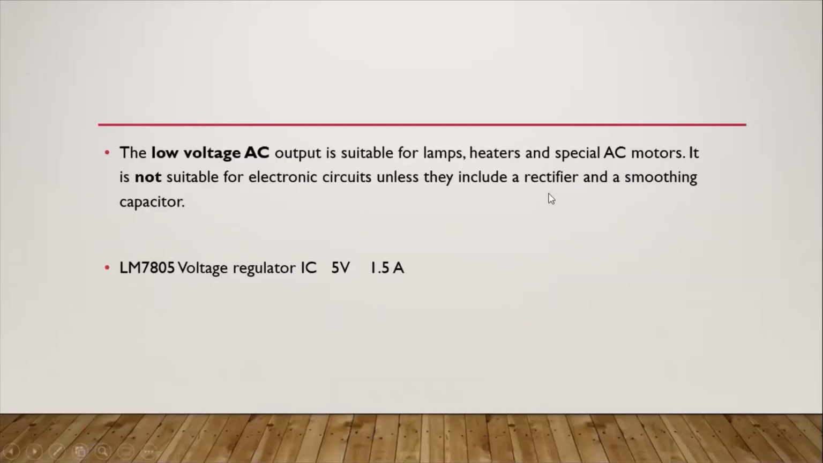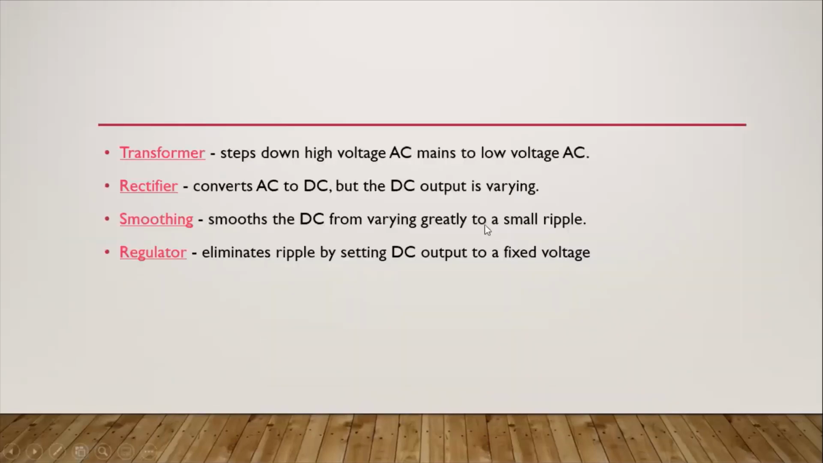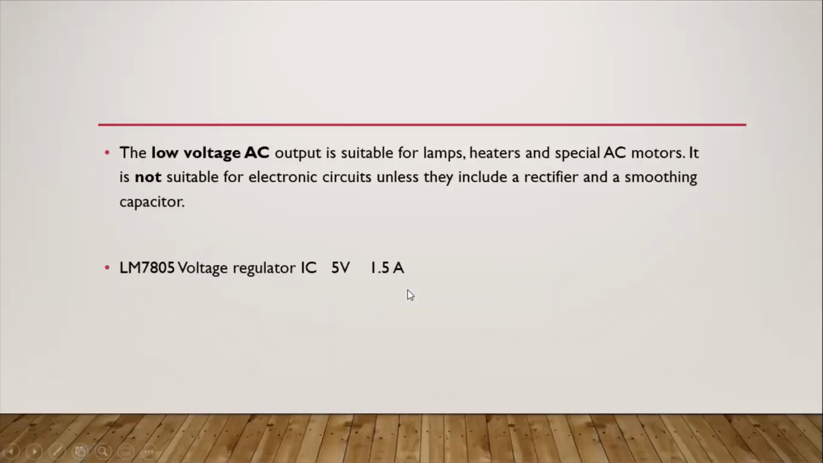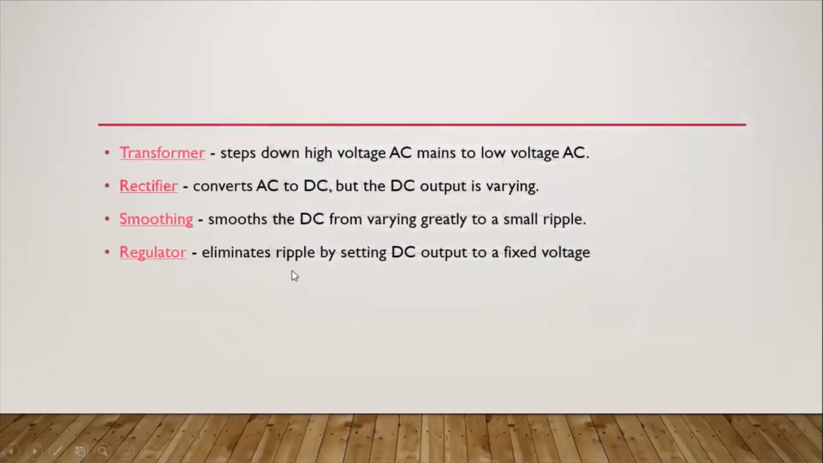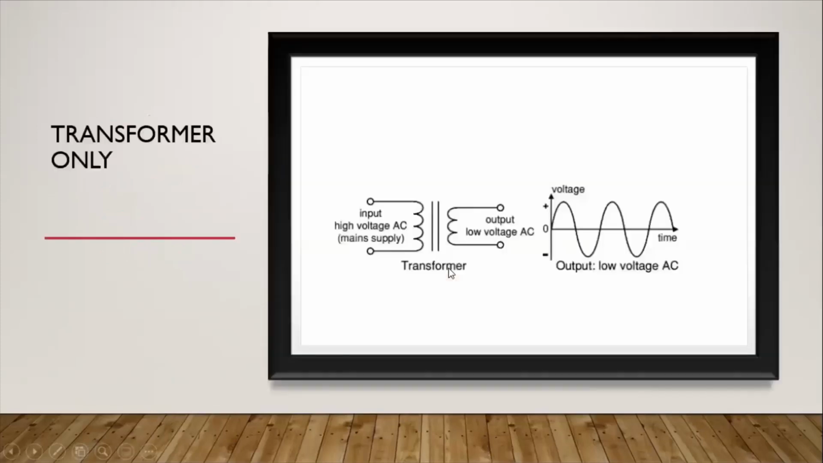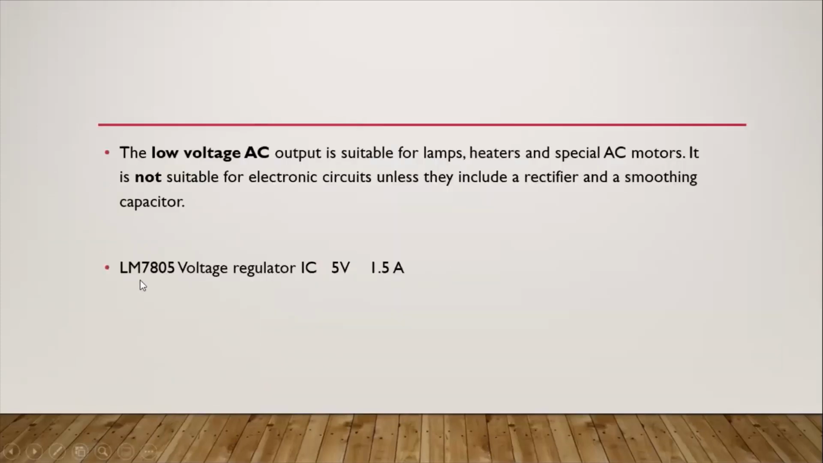Pwede lang natin siya magamit sa mga electronic circuits kung mag-i-include tayo ng rectifier at saka smoothing capacitor. Okay, that means the rectifier will convert AC to DC. Then ang smoothing capacitor naman, ang gagawin nito is smooth the DC from varying greatly to a small ripple. Then yung pinaka-last part, katulad ng na-discuss natin kanina, is regulator. It eliminates the ripple by setting a DC output to a fixed voltage. Ang pinaka-common na ginagamit natin is LM7805 voltage regulator IC, wherein ang output voltage natin is 5 volts, tsaka yung current naman natin is nasa 1.5 amperes. Okay?